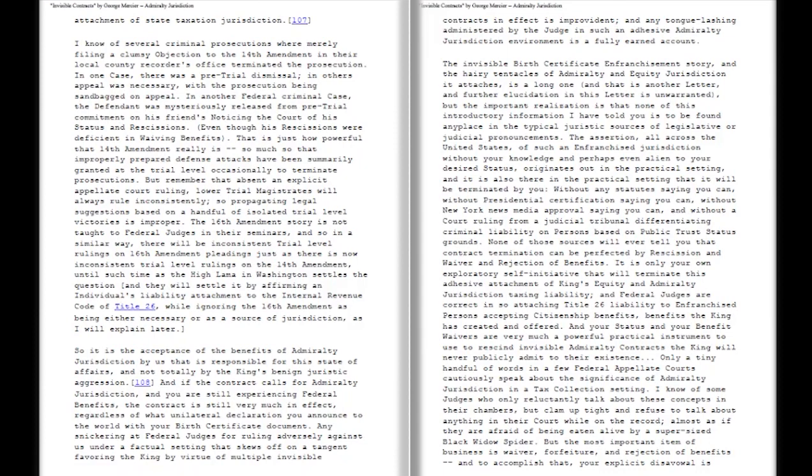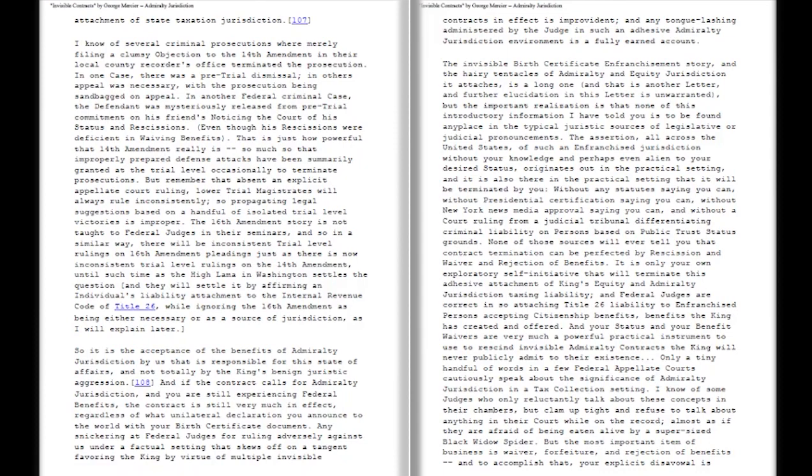The 16th Amendment story is not taught to federal judges in their seminars, and so in a similar way, there will be inconsistent trial level rulings on 16th Amendment pleadings just as there is now inconsistent trial level rulings on the 14th Amendment, until such time as the High Lama in Washington settles the question, and they will settle it by affirming an individual's liability attachment to the Internal Revenue Code of Title 26, while ignoring the 16th Amendment as being either necessary or as a source of jurisdiction, as I will explain later. So it is the acceptance of the benefits of admiralty jurisdiction by us that is responsible for the state of affairs, and not totally by the king's benign juristic aggression.